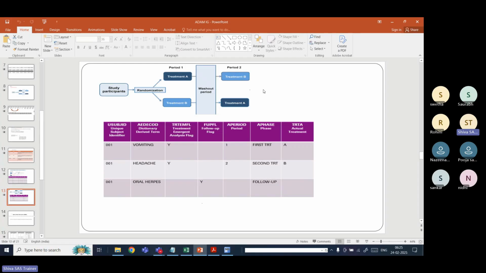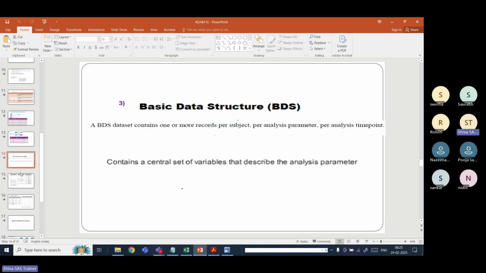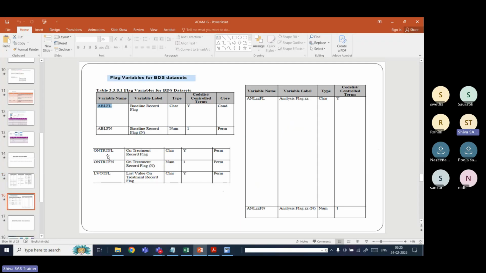The drug was taken in period 1 and period 2; that information you need to give in the TRTA variable in the OCCDS structure. In case of BDS, we already know the parameter and visit information there. These are the main important variables in the BDS: parameters, parameter category, AVAL, AVALC, BASE, CHG, and PCHG. Along with these, baseline flags, on-treatment flags, analysis flags, etc. flags are also included in the BDS.